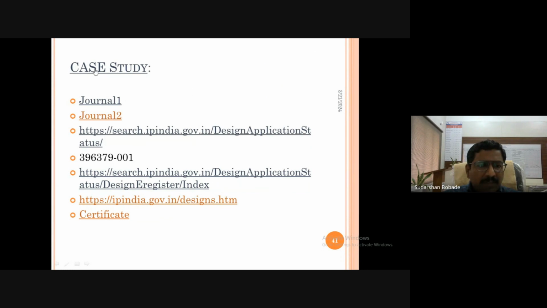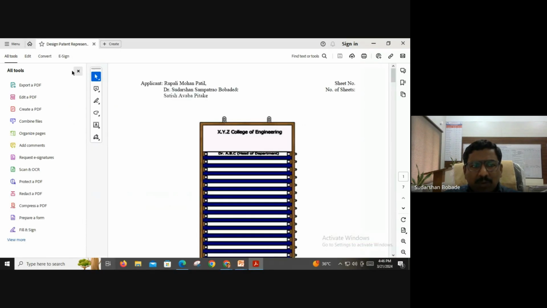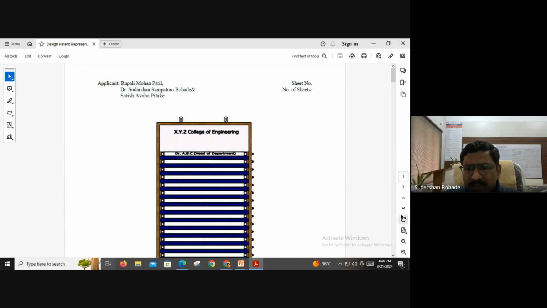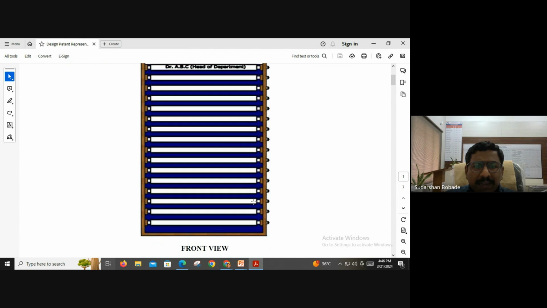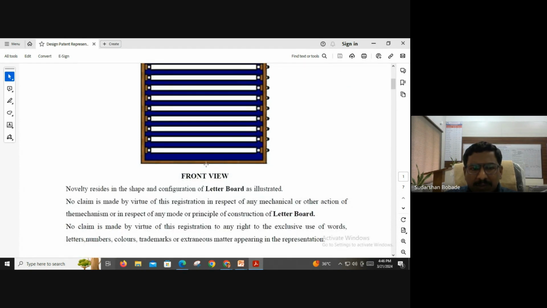Now I would like to share with you one of my granted patents for a design as a case study. Try to understand how I have drafted this in terms of the representation sheet. This is the name of the applicants, then seat numbers and number of seats. I have intentionally kept this as it is, without mentioning the seat number and number of seats, to remind you that the font is Arabic. This is the letterboard for which the design patent was granted.